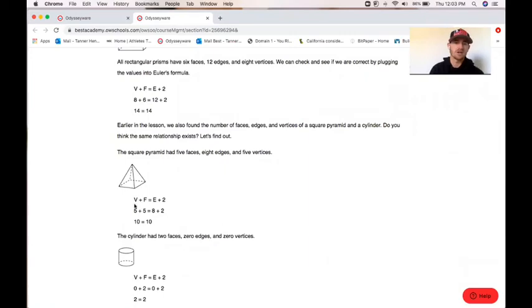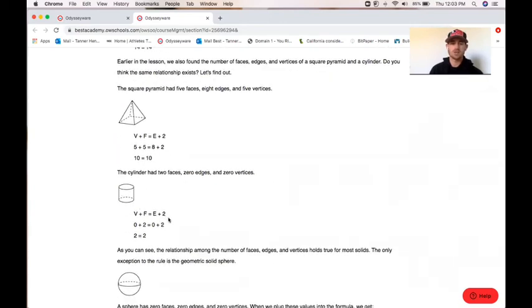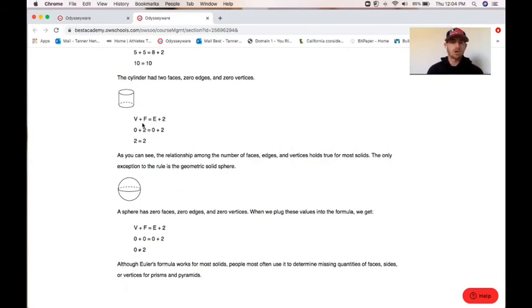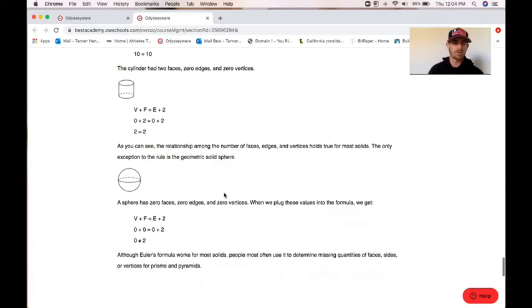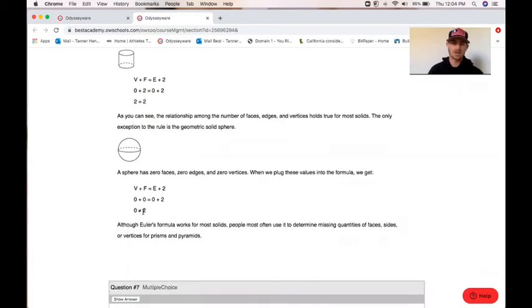Same thing for this one. We have 5 vertices, 1, 2, 3, 4, 5. We have 5 faces, 1, 2, 3, 4, 5 on the bottom. We have 8 edges, so lines, 1, 2, 3, 4, 5, 6, 7, 8, and then plus 2. So all equal each other. Same thing right here. You just plug in. So most shapes work. The only one that doesn't work, and this sentence explains it right here, is a solid sphere. That does not work for the formula, because when you plug it in, 0 is not going to equal 2.